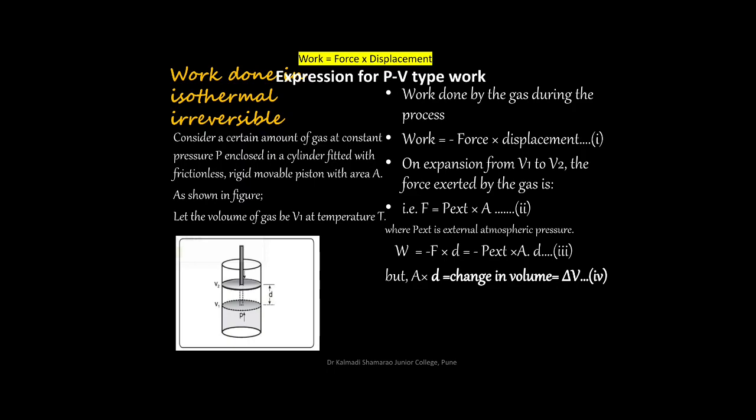Here A into D is the change in volume, that is delta V due to the expansion. Here delta V is V2 minus V1. Hence, from all the above equations, we can say that W is equal to minus P delta V. Hence, this is the formula for work done in an isothermal irreversible process.